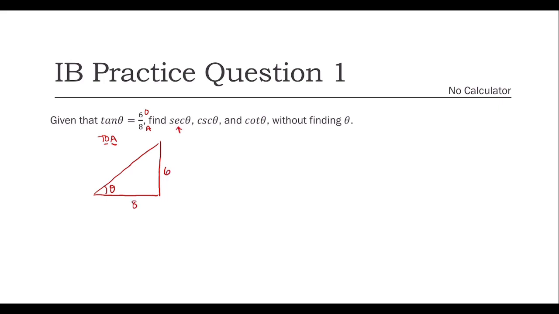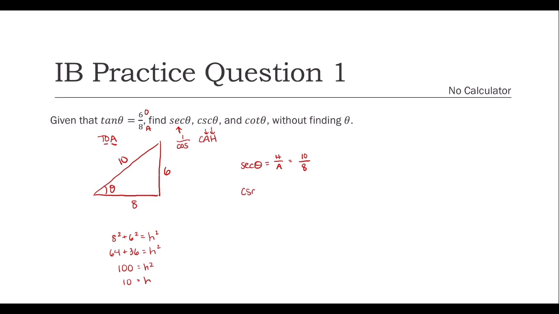Our secant is 1 over cosine. Cosine is our CA, which is adjacent over hypotenuse. So secant will be hypotenuse over adjacent. So secant theta equals hypotenuse over adjacent. We don't know our hypotenuse yet, so we'll figure that out with Pythagorean's theorem. So 8 squared plus 6 squared equals h squared. 64 plus 36 equals h squared. 100 equals h squared. So 10 is equal to h. So this would be 10 over 8.